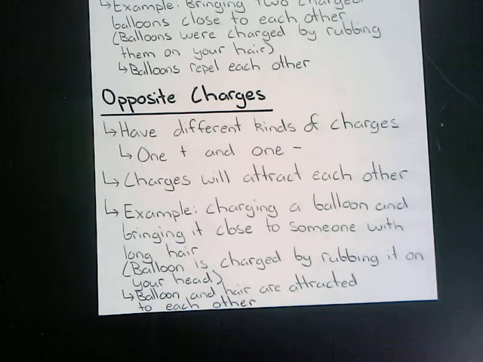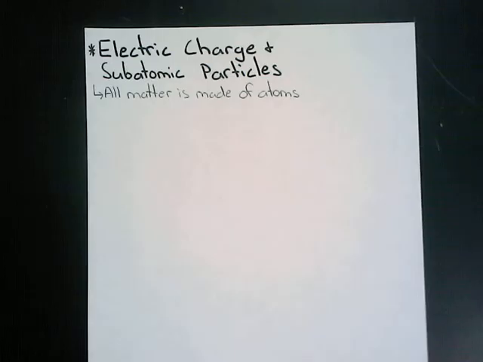Now we can go into a little bit of detail of why this was happening. I said like charges repel and opposite charges attract, but why is that? We can really get into the structure of everything that we have here. So we start out here with what everything is made of, and that is atoms. All matter is made of atoms, and atoms are made up of three parts.